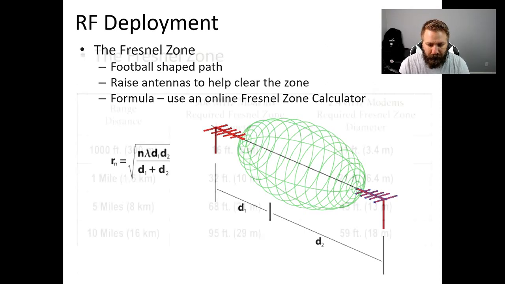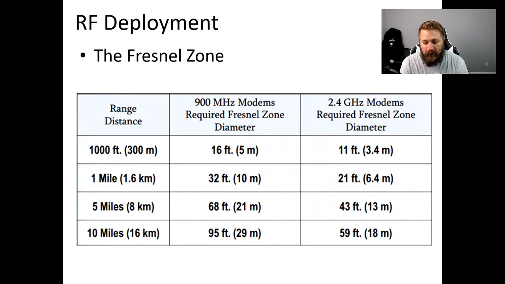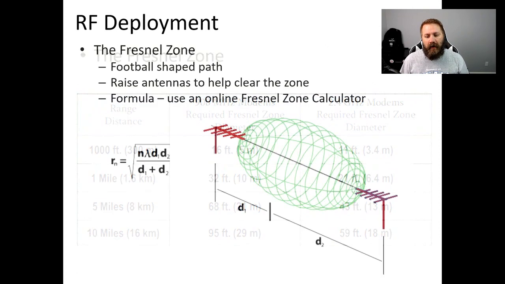There is a way to calculate it. Different technologies are going to have different Fresnel zones. So you can see here like a 900 megahertz versus a 2.4. At 1,000 feet, the 900 is 16 foot, 2.4 is 11. At 1 mile, it's 32 foot versus 21. And so each technology is obviously going to be a little bit different. But nonetheless, there is a physical structure there.